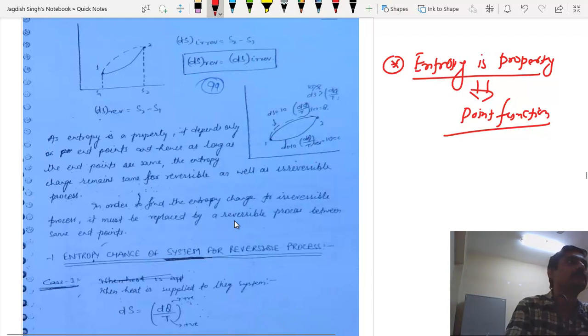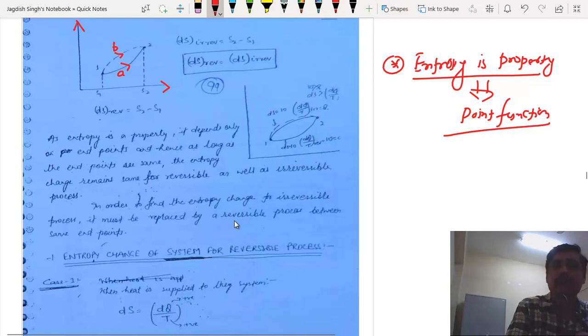Suppose that, look at this figure in this diagram. Suppose that we have to find the change in entropy of this. There are two different paths, process 1A2 and process 1B2. This 1A2 is a reversible process and 1B2 is an irreversible process. Dotted line represents irreversible process.